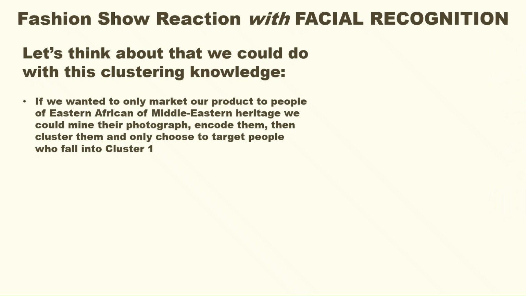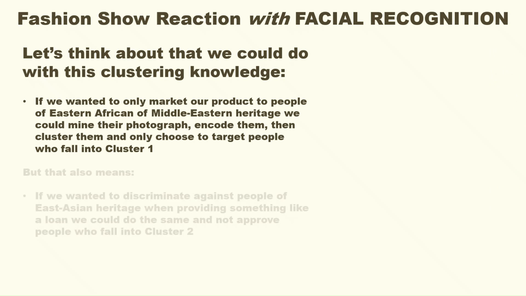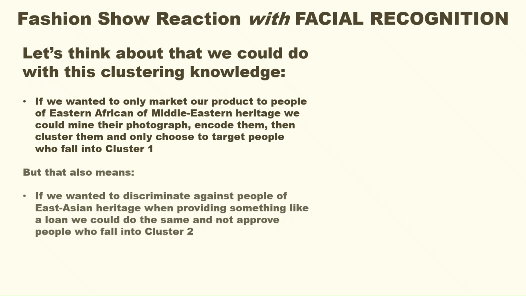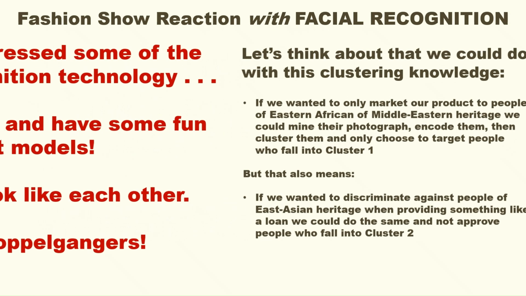Think about how those findings could be used. If we wanted to narrow down marketing to targets in East Africa or the Middle East and had access to pictures of the target's faces, we could limit our marketing to people who fell in Cluster 1. But if we wanted to discriminate against East Asians by, for example, rejecting them for loans, we could reject applicants that fall into Cluster 2. There's a lot of power in this data, folks, and it can be unlocked with some fairly simple math and processing. But enough doom and gloom.